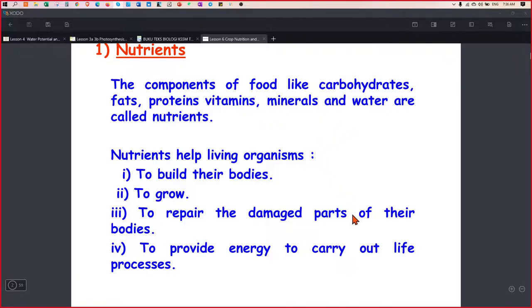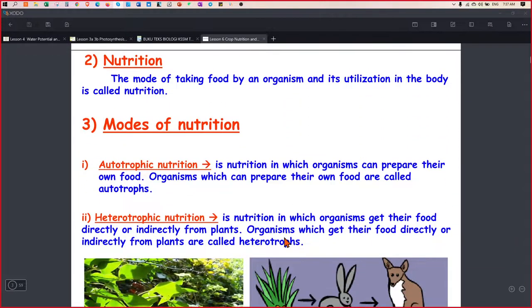Okay, so nutrients are the components that are needed to build the bodies to grow. It's true, okay, for both of you and also for the plants. And the nutrients are also needed to repair the damaged parts of the bodies and provide energy to carry out life processes. Okay, when you are a living organism, you carry out life processes. Your cells are living, are metabolizing actively, just to repair, to divide, to differentiate, and so on. Okay, so these all require nutrients and energy to do that.